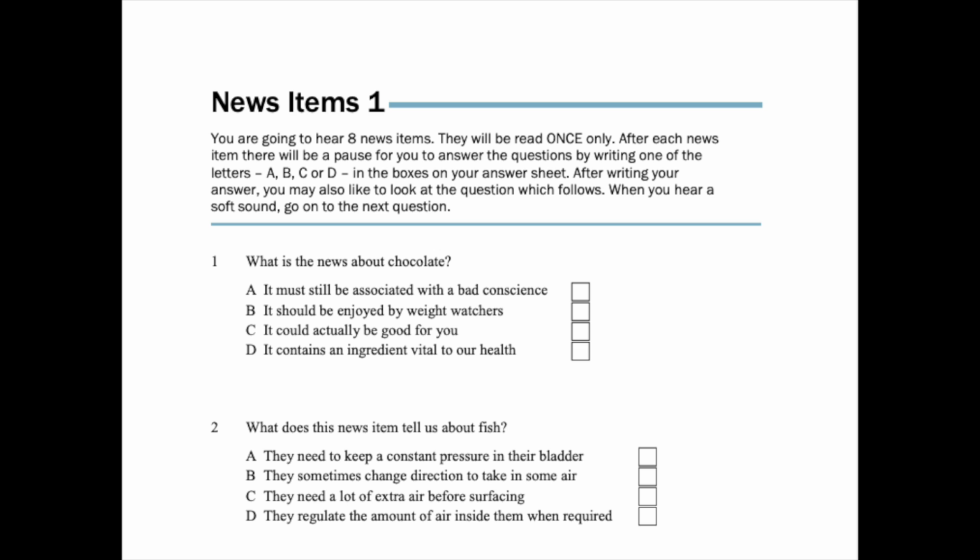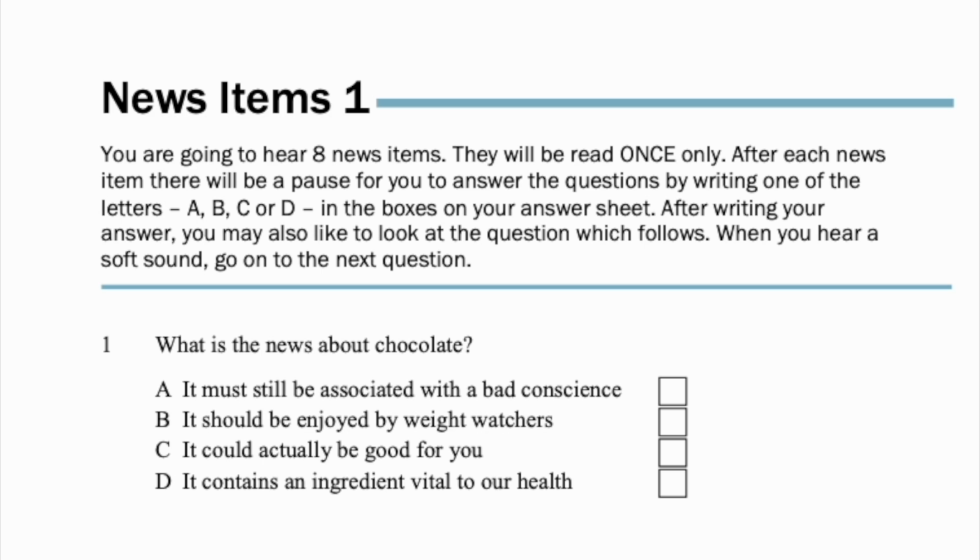Here is the first example. News items 1. You are going to hear 8 news items. They will be read once only. After each news item, there will be a pause for you to answer the questions by writing one of the letters A, B, C, or D in the boxes on your answer sheet. After writing your answer, you may also like to look at the question which follows. When you hear a soft sound, go on to the next question. I will now give you a moment to look at this part of the listening exam.